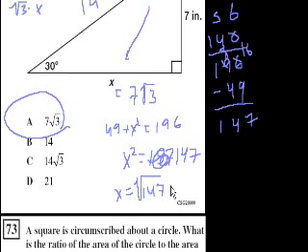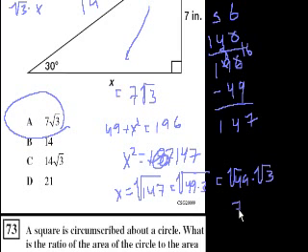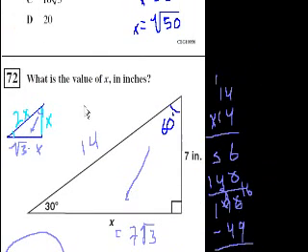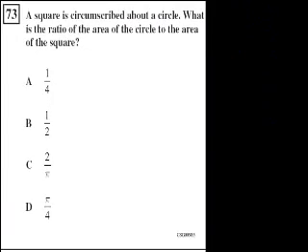147 is 49 times 3, which is equal to the square root of 49 times 3. Well, that's just equal to the square root of 49 times the square root of 3, which is equal to 7 root 3, which is what we got. But it might be easier to just memorize that the side opposite the 60-degree angle is going to be the square root of 3 times the short side. And the short side is going to be half the hypotenuse. Anyway, the more practice you do with those, the more it'll make sense.